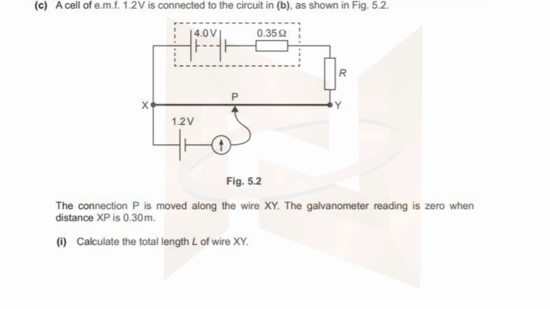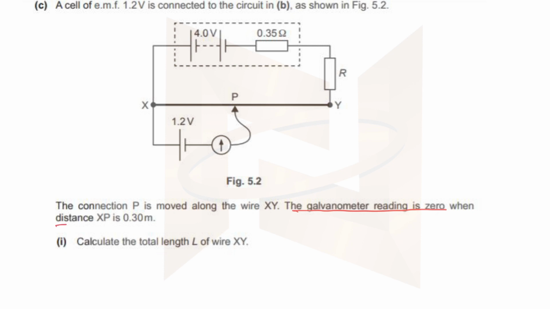Now, part C says a cell of EMF 1.2 volt is now connected to the circuit in B as shown. And this is the example of null method. Whenever you have 2 cells across a resistance wire, you should go to electricity part 7, part 8, part 9 and have a look to understand the concept here. Well, anyway, the connection at P is moved along the wire XY. The galvanometer reading is 0. This is called the null method. I've discussed it in my videos. Make sure you watch them. Electricity part 6, 7, 8, 9.